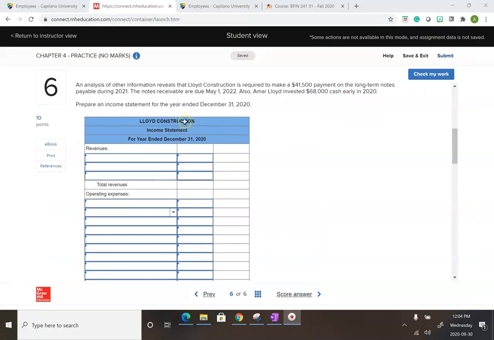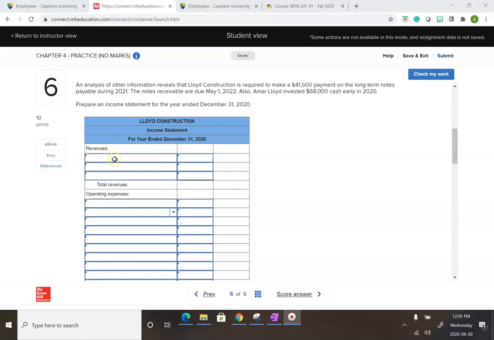Okay, so we always start our statement with the name of the company. So this is Lloyd Construction. And then we tell the user which financial statement it is. In this case, this is the income statement. And then we tell the user which period we're using. This is for a full year, and the year ended is December 31st. So you say for the year ended December 31st, 2020.